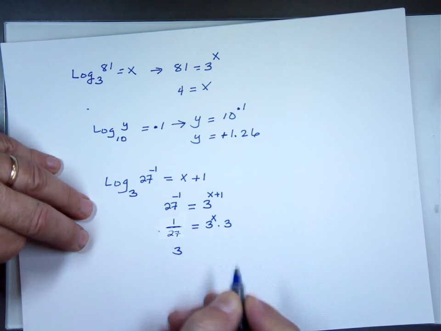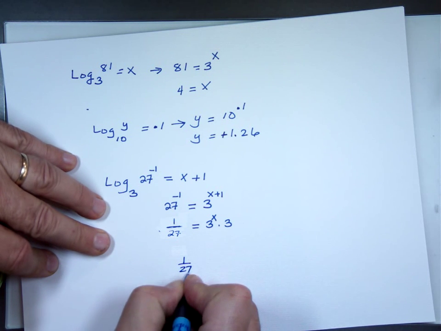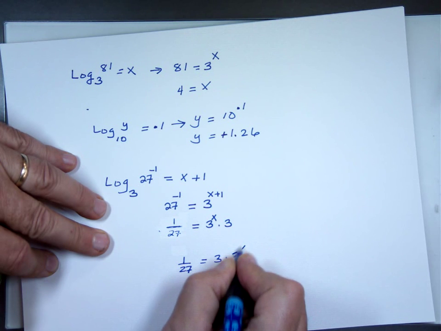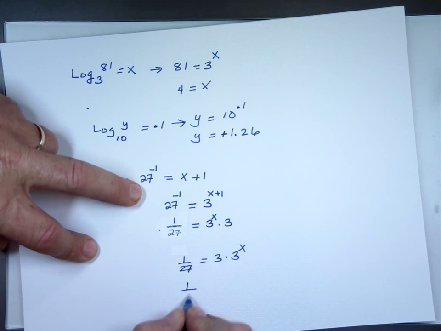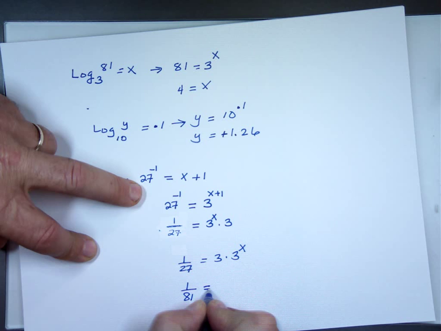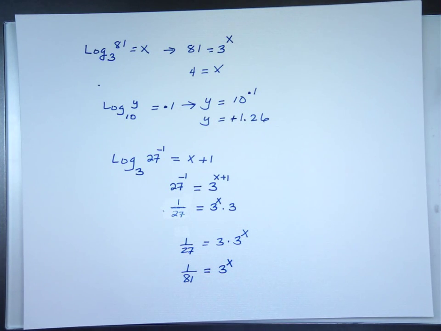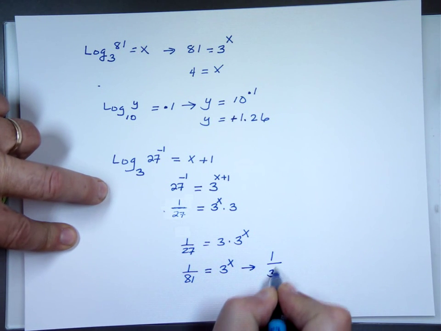So 1 over 27 equals 3 times 3 to the x. Let's divide both sides by 3. 1 over 81 is equal to 3 to the x. 81 is 3 to what power? 4? So 1 over 3 to the 4 is equal to 3 to the x.